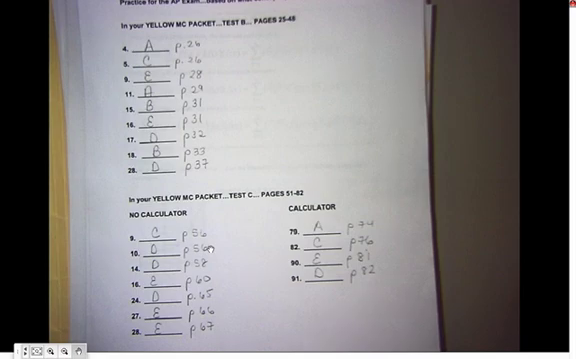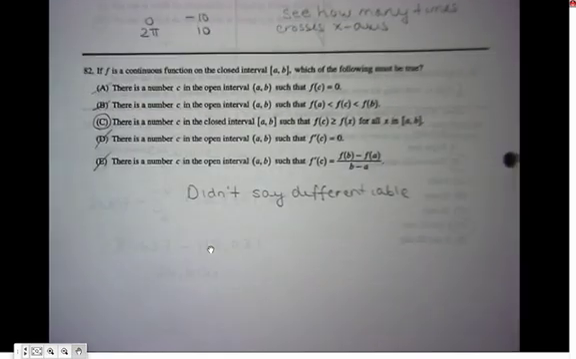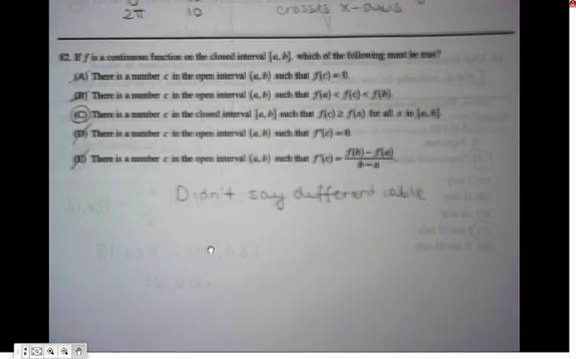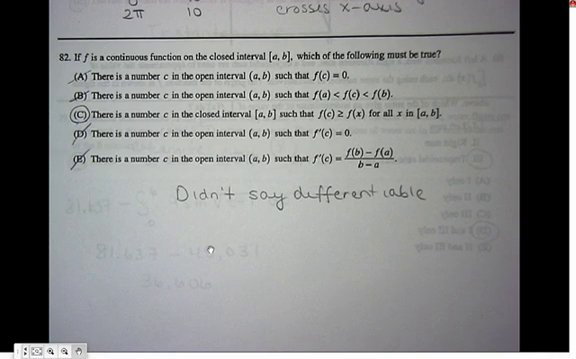Number 82. This is a good one because this is going to review those theorems again. So people that asked about IVT, Rolle's, this one's a good one for you. So read page 76. Hopefully you tried it already. If the function's continuous on the closed interval, which must be true? What part isn't it saying so that I know I can't apply mean value or Rolle's?